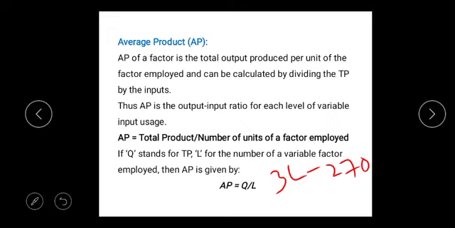Then average product would be equal to Q divided by L. Q here is 270 and the number of units of labor employed to produce this 270 units of output is 3. So average product would be equal to 270 divided by 3, which would be equal to 90, which means on an average 90 units of output are being produced by per unit of labor. So in this way you can calculate the average product of a variable factor.